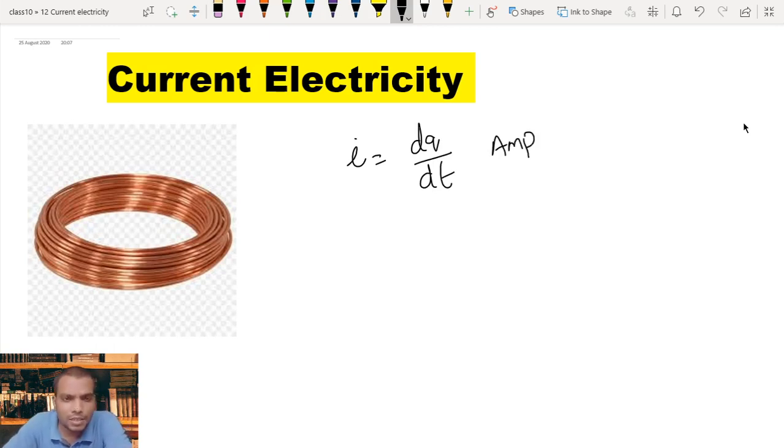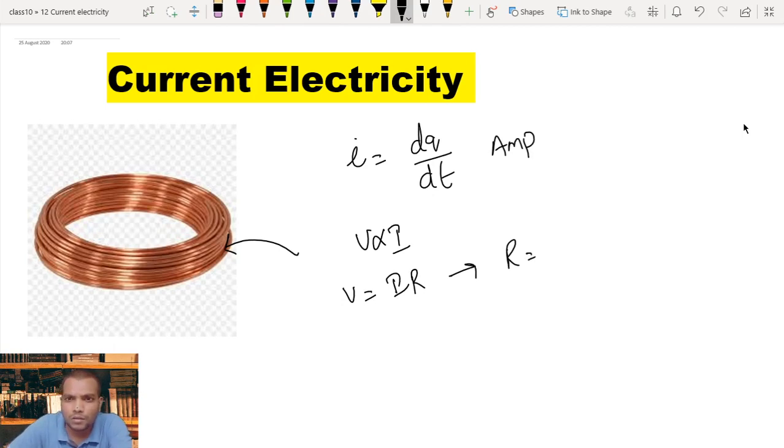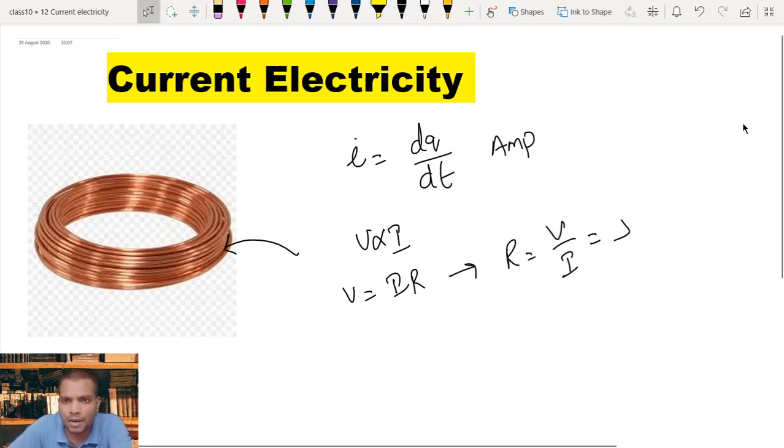Then we discussed conductors, which offer very less resistance to the flow of electrons. So we defined Ohm's law: voltage is directly proportional to current for a given conductor, V equal to IR. So we introduced a new quantity known as resistance. Resistance R equal to V by I, whose units are ohm.